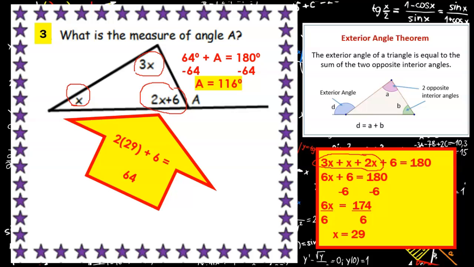Then I subtracted 6 on both sides, leaving me with 6x is equal to 174. And then divide by 6 on both sides. So I know that x is equal to 29. If x is equal to 29, then I can solve for this angle right here. So 2 times 29 plus 6 is 64. So this angle measurement right here is 64 degrees. Then I subtract 64 from 180. So the measure of angle A is 116 degrees.